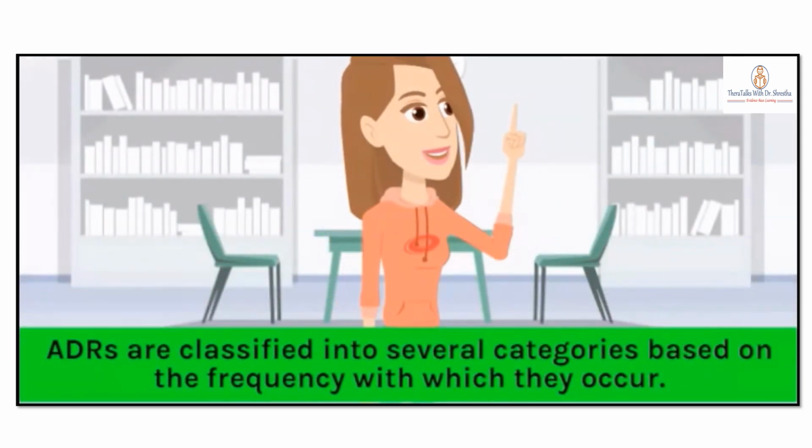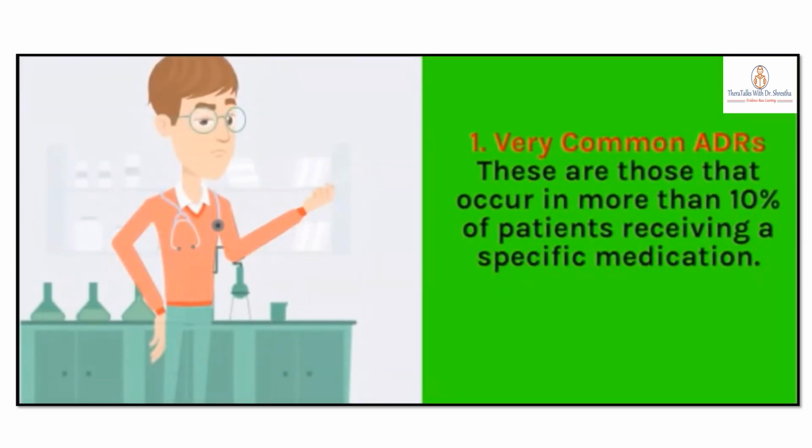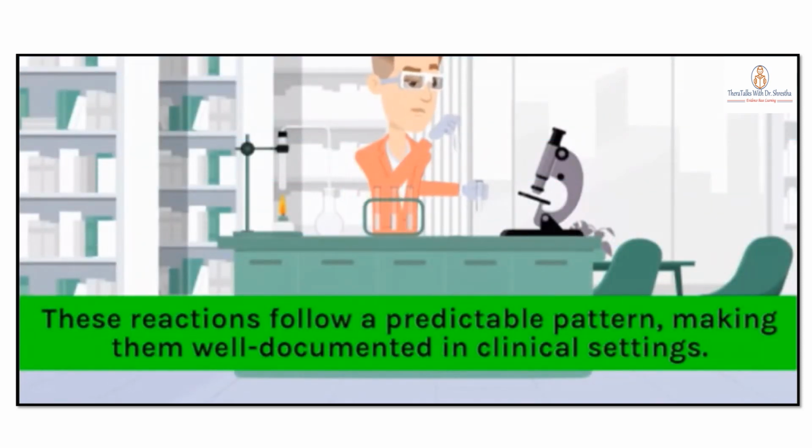ADRs are classified into several categories based on the frequency with which they occur. 1. Very common ADRs. These are those that occur in more than 10% of patients receiving a specific medication. These reactions follow a predictable pattern, making them well documented in clinical settings.